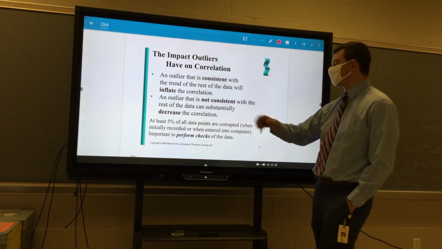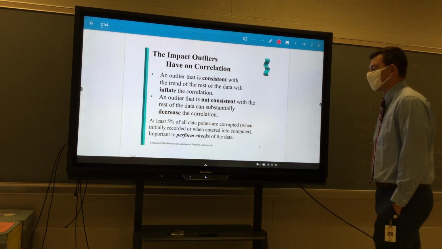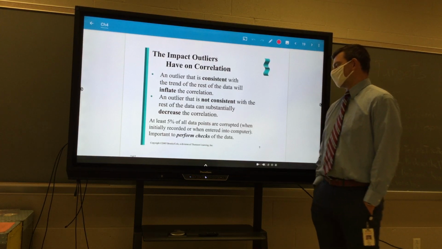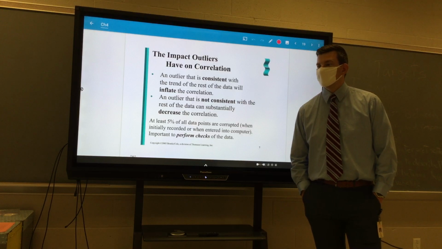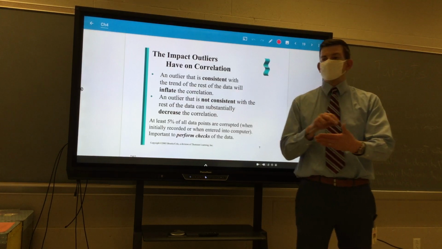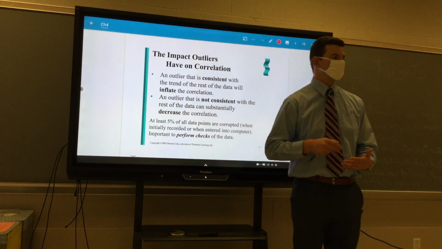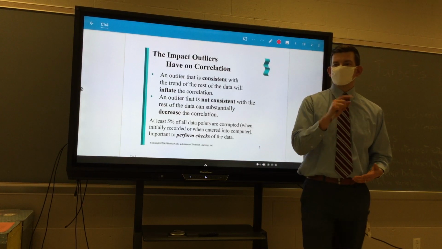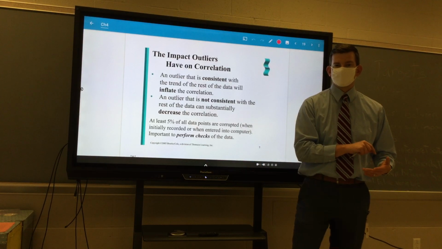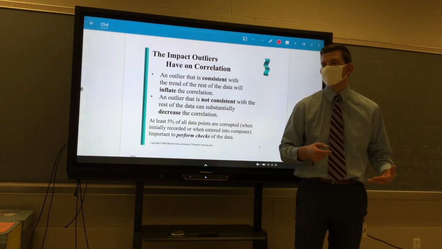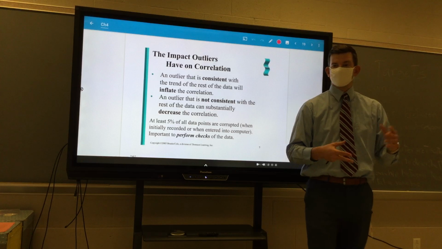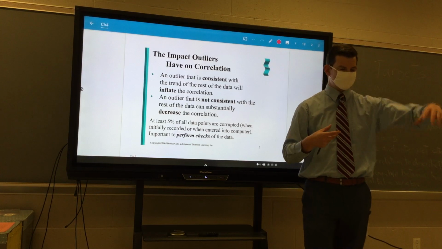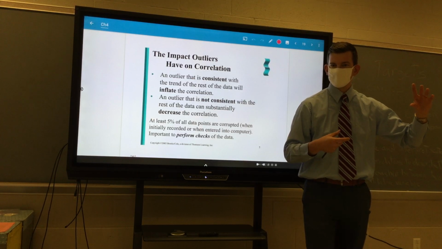Someone said that at least 5% of all data points are corrupted when initially recorded or when entered into the computer. We saw that sometimes, like just in class when I'm entering data into the calculator, list 1 on the calculator, like maybe I mean to hit 22 and it actually comes up as 2. Okay? Well, that should stand out. Either I'm looking through the numbers or I see it graphed and I was like, wait, that doesn't fit with the rest of the set.